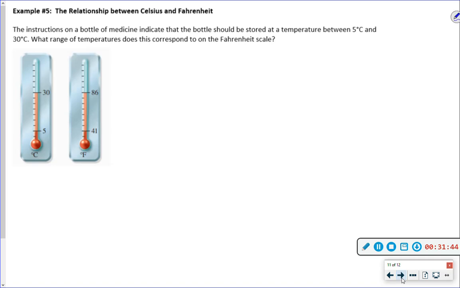Okay. So, instructions on a bottle of medicine indicate that the bottle should be stored at a temperature between, here comes our inequality, 5 degrees and 30 degrees. An and inequality. What range of temperature does this correspond to on the Fahrenheit scale? Okay, so first we want to be between 5 degrees Celsius, Celsius should get specific there, and 30 degrees Celsius. So I'm going to set it up. We have to be in between 5 and 30. That's what they want to store them at.